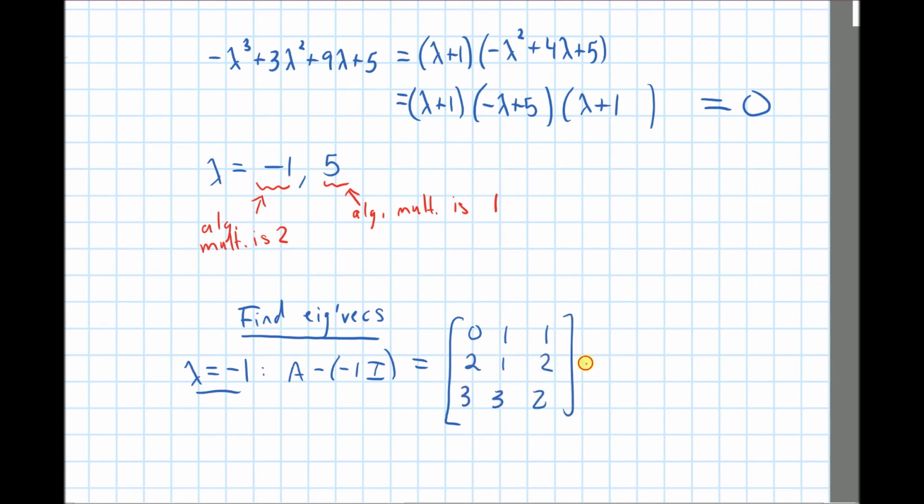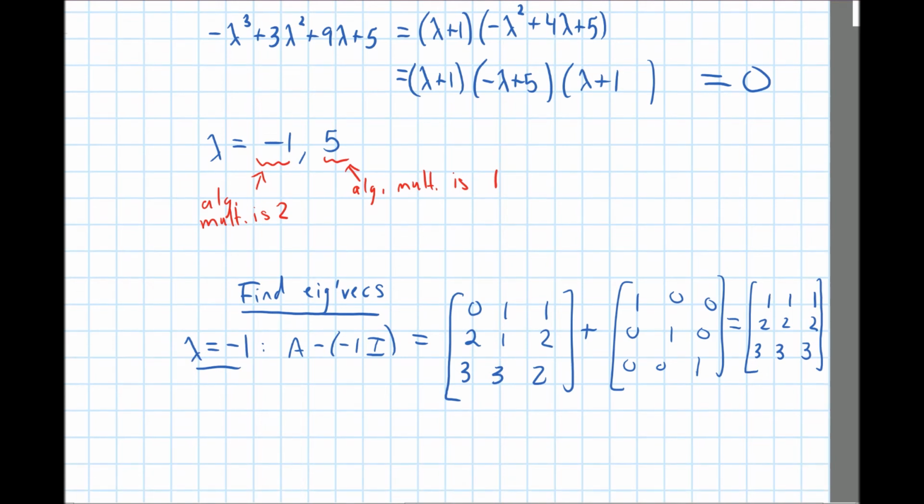And if I add I to this, so I is 1, 1, 1 on the diagonal, and then zeros everywhere else, we'll get the matrix 1, 1, 1, 2, 2, 2, 3, 3, 3. So that's kind of nice. So now what we need to do is find the null space of this. We have to find the null space of A minus lambda I to get the corresponding eigenspace, and then that'll let me find the eigenvectors.